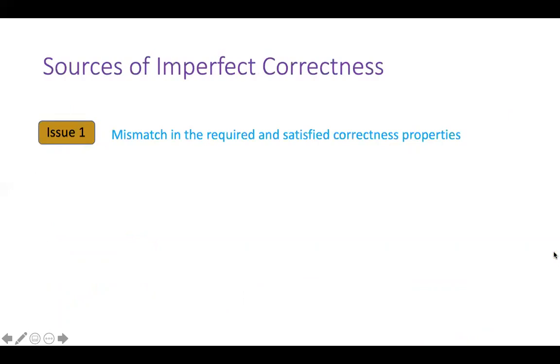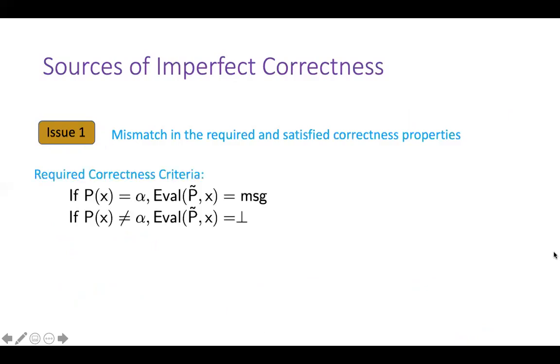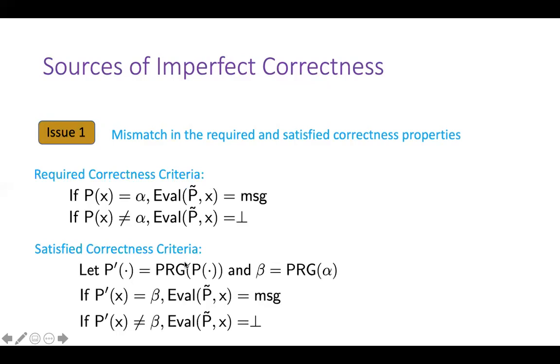There are two issues. The first issue is that there is a mismatch between the correctness criteria that is actually required and the correctness criteria that is satisfied by the above construction. We needed the original program to satisfy this correctness criteria. If P of X is equal to alpha, we want the obfuscated program to output the message. If P of X is not equal to alpha, we want the obfuscated program to output bot. But the above construction satisfies this correctness criteria instead.